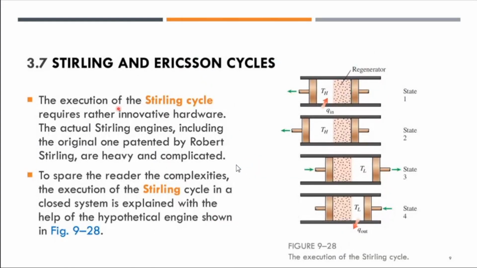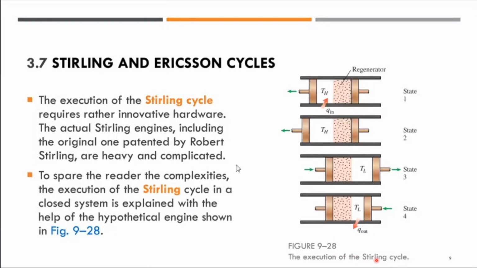What happens is that the execution of the Stirling cycle requires rather innovative hardware. The actual Stirling engines, including the original one patented by Sir Robert Stirling, are heavy and bulky. Basically, it is a complicated system. To spare all of you the complexities, the execution of the Stirling cycle in a closed system is explained with the help of this hypothetical engine shown here, right?